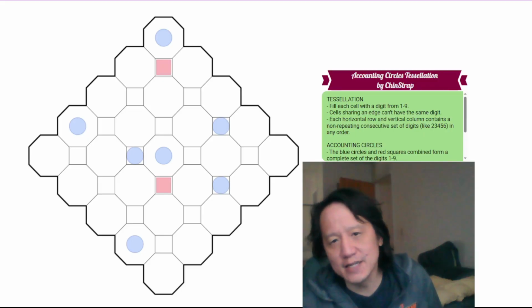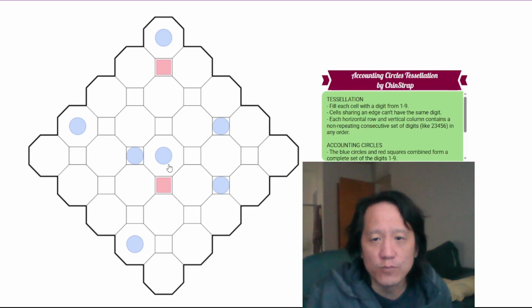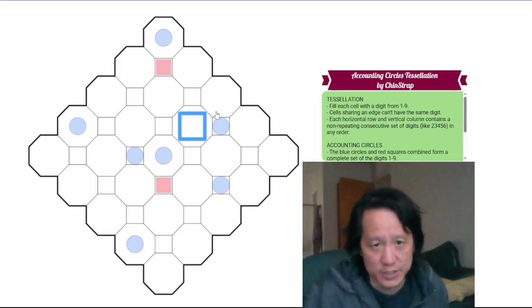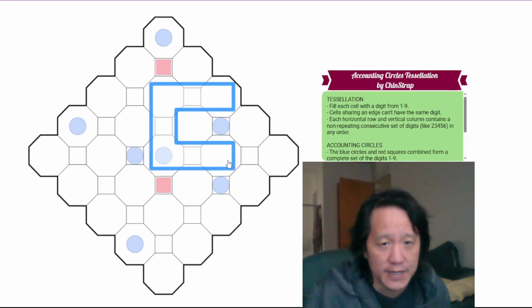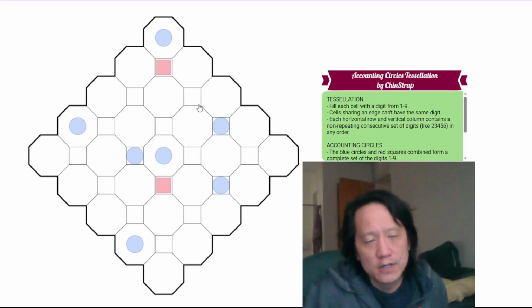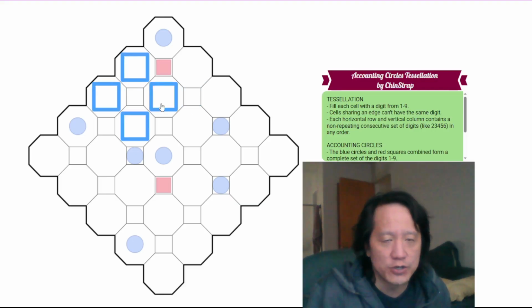We have tessellation, where we need to fill each cell with a digit from 1 through 9, and cells sharing an edge can't have the same digit. So for example, whatever digit is here cannot be in the 8 cells that share an edge with it. For the squares, any digit that's in a square cannot be in the 4 cells that share an edge with it.